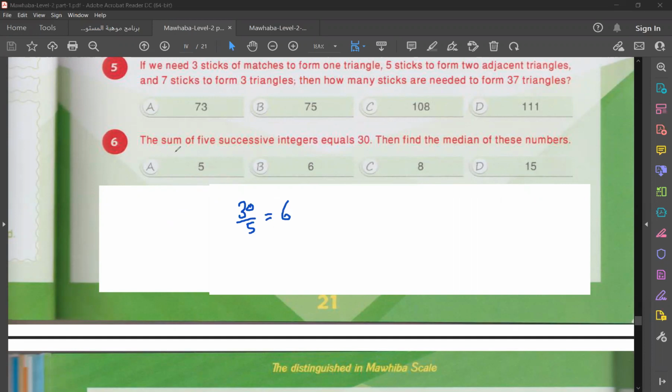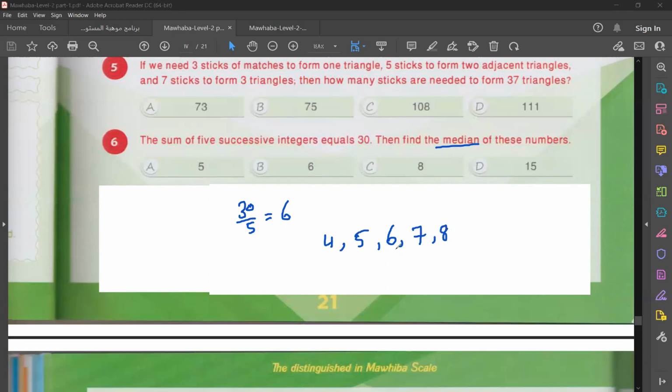He asked me the sum of 5 successive integers equals 30, then find the median. When I want to find the median, I only divide: 30 divided by 5 is 6. So now what are the other numbers, Zahra? When you sum and you get 30, can you tell me? Yeah, 5, 6, 7, 4, also here 8.